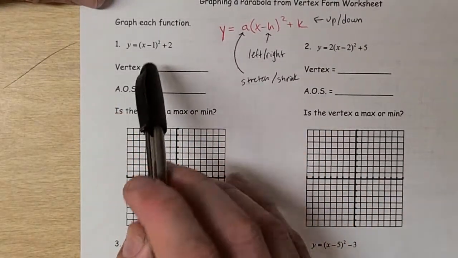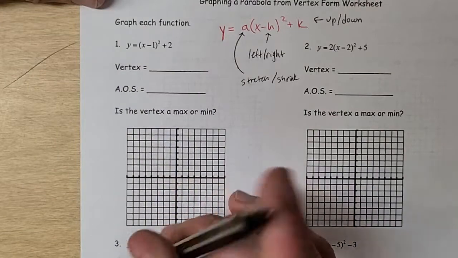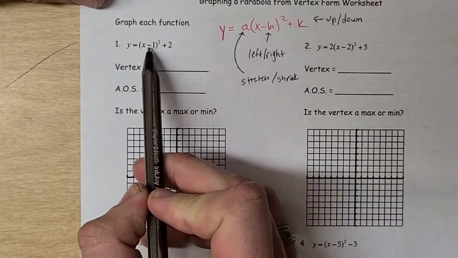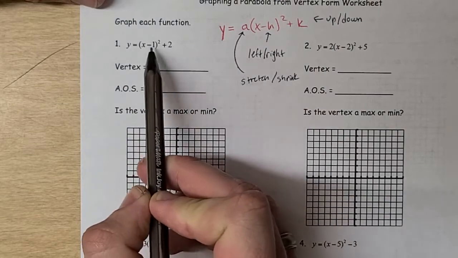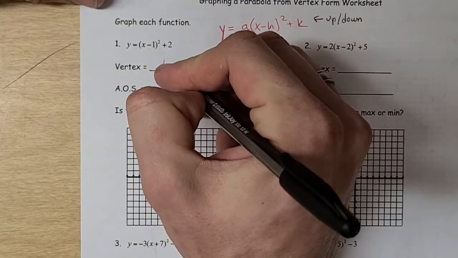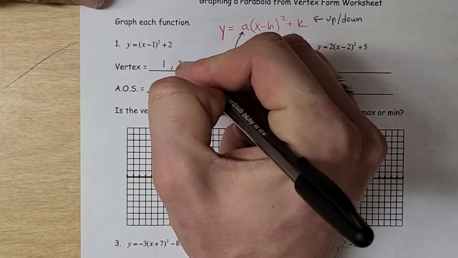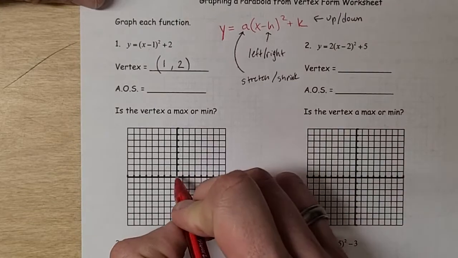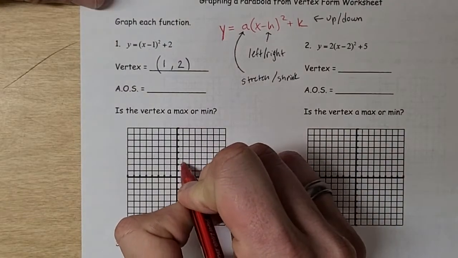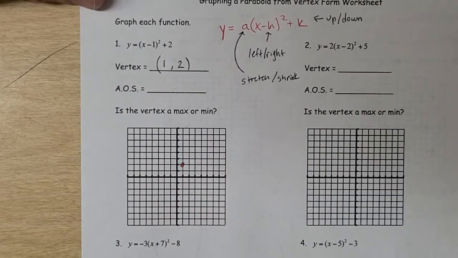Now the vertex, just like we did with absolute value, is always the opposite of the inside, comma the outside. The opposite of the inside is a positive 1, comma the outside is a positive 2. So my vertex here would be 1, comma 2. So I'm going to put that on my graph here, 1, comma 2, put a dot. Okay.